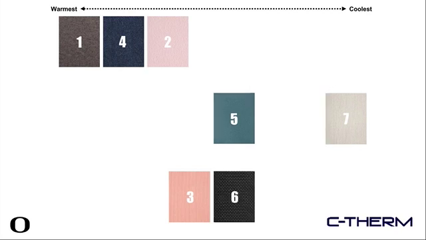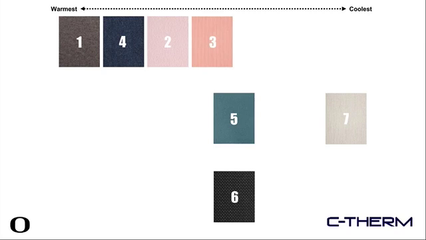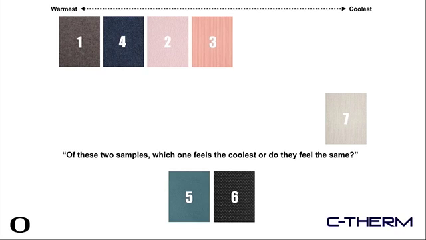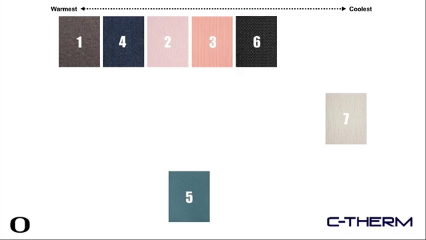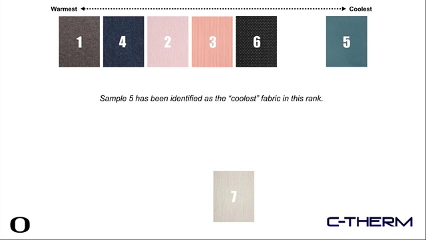So we look at sample 3 versus 6. We ask the question. This time sample 6 feels cooler. We place 3 up next to 2. And then we have to understand 5. Of these two samples, which one feels coolest, or do they feel the same? Sample 5 feels cooler. So then 6 goes up next to 3. Then we look at sample 5 versus 7. Which one of these feels coolest, or do they feel the same? Sample 5 feels cooler. 5 goes to the coolest in this rank of the 7 materials.